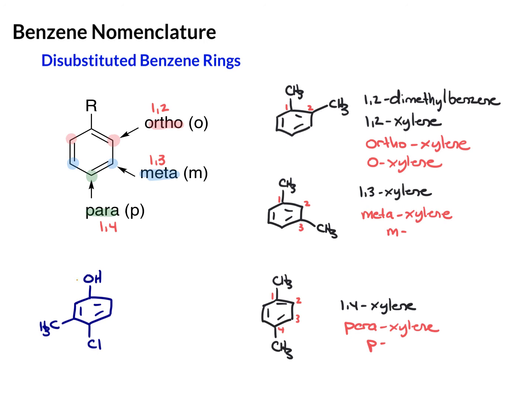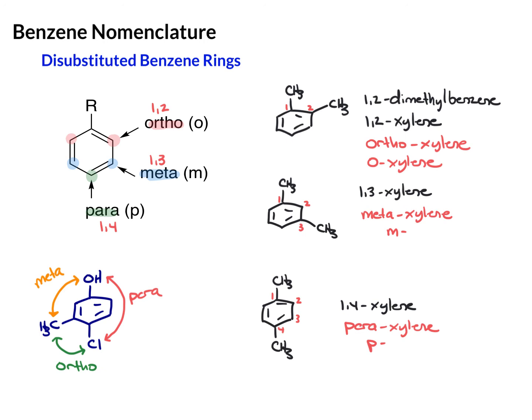For example, you could say the OH and the methyl are meta to one another. You could say the OH and the chlorine are para to one another. And you can say the methyl and the chlorine, those are ortho to one another. So those terms are fine to use when describing the relationship between groups on an aromatic ring.